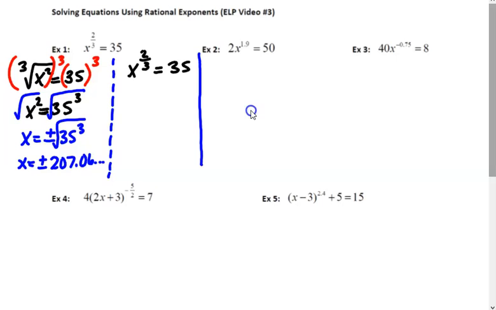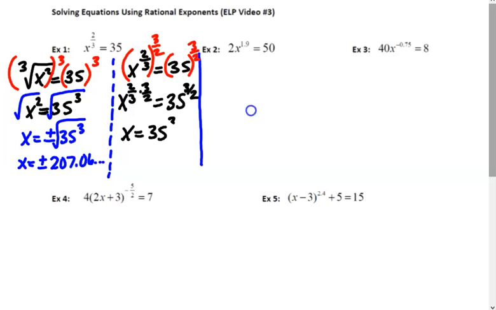That wouldn't be helpful. So what I'm going to do is raise both sides to a power that would make the x to the 2/3 become x to the first. Well, if I multiply 2/3 times its reciprocal, 3/2, then I get x to the first. So x to the 2/3 to the 3/2 power gives me x to the 2/3 times 3/2, and this is 35 to the 3/2 power, and that gives me x to the first. So x is equal to 35 to the 3/2 power.